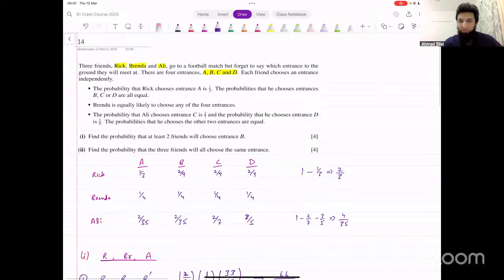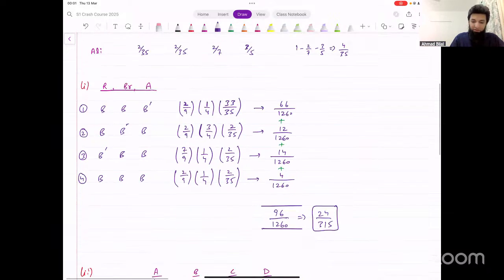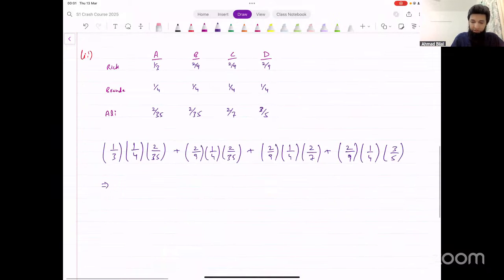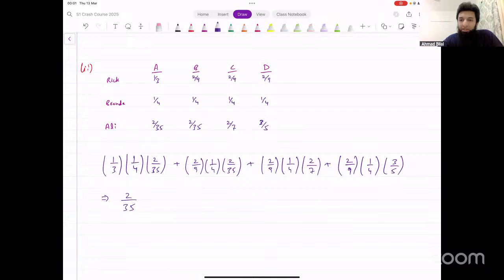So another question that one of you has asked about is, 2/35, is that the final answer? Okay, so this results in 2/35. Okay, so let's look at the next one now.